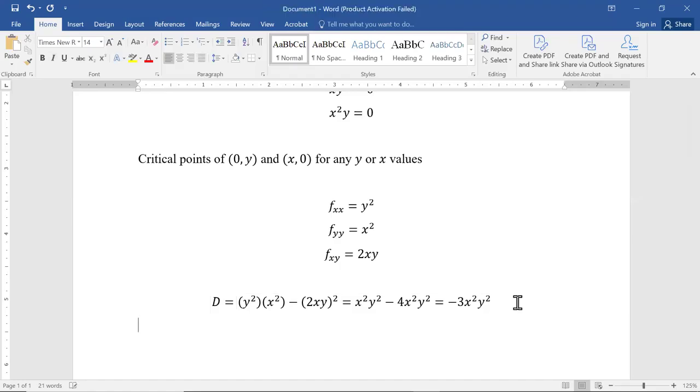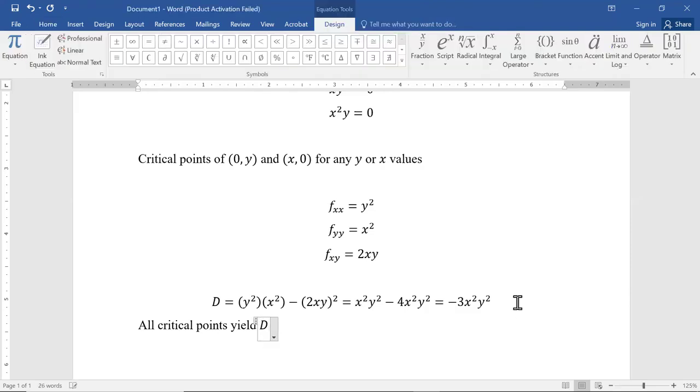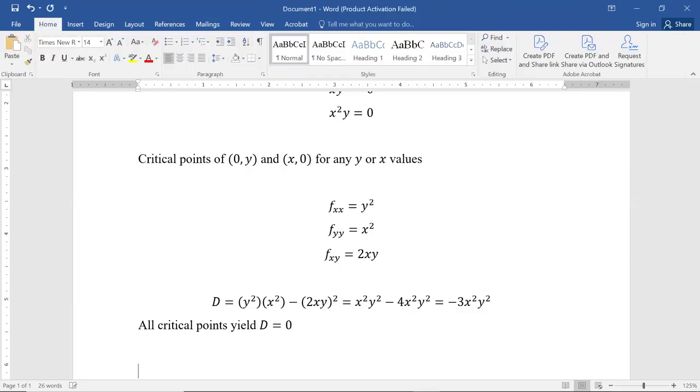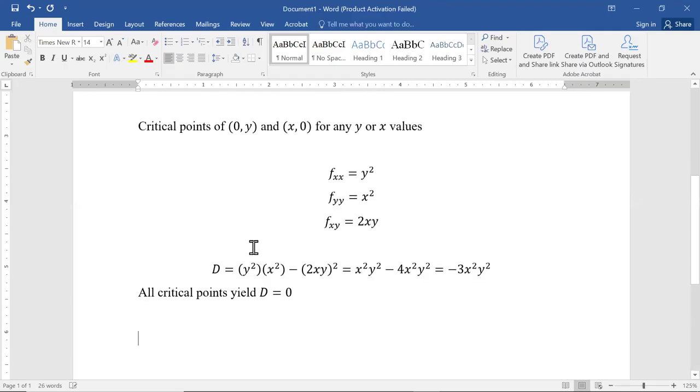So all critical points yield a d value, which is 0. And so the best I can do for this one is say I have a lot of critical points, but I don't know what they are. The test is inconclusive for all of my critical points.